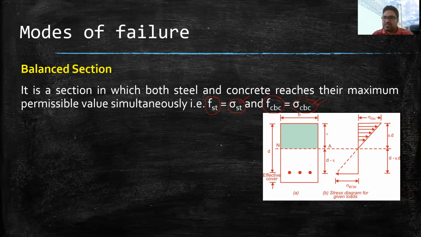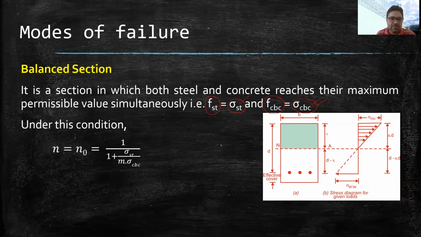So in this case, we can say that FST will be equal to sigma st and FCBC will be equal to sigma CBC. So now with this, we can have some relation. In the previous lecture, I explained this n value. This n value is called the neutral axis factor.